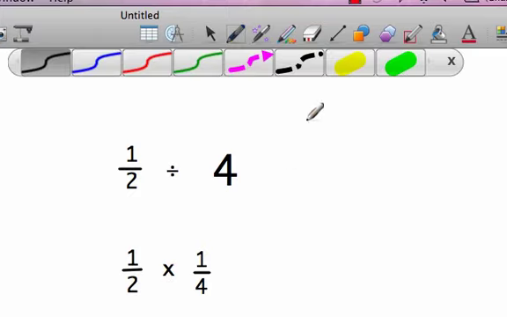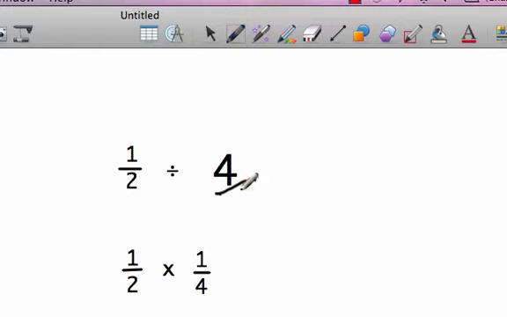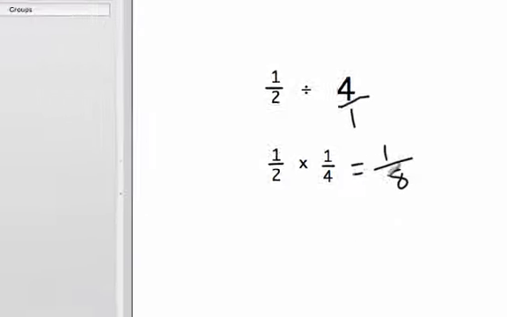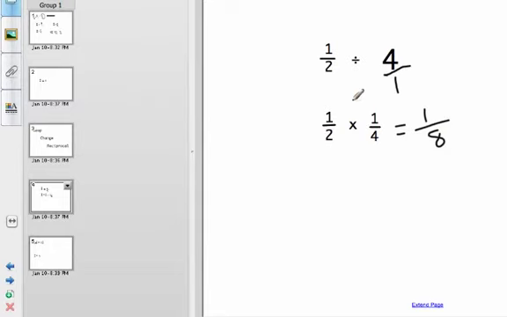Remember, 4 as a fraction is written as 4 over 1. So the reciprocal of 4 over 1 is 1 over 4. So when I do this out, it's 1/8. And that makes sense. If we had half of a candy bar and then we divide it into 4 pieces, the size of each piece compared to the original candy bar is now 1/8.